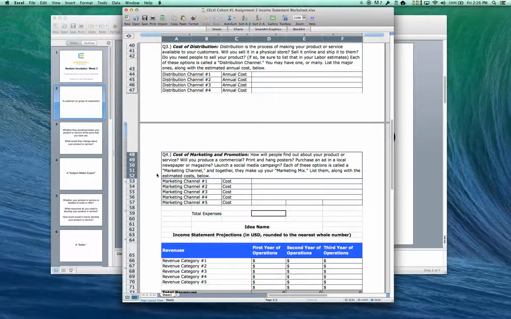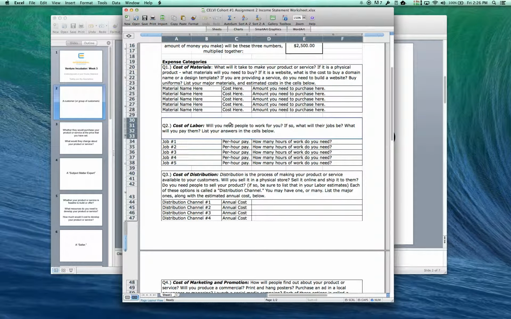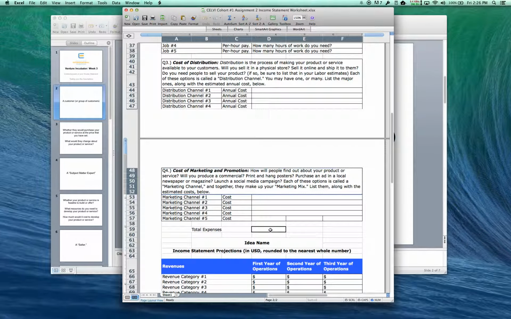Finally, we come to your cost of marketing and promotion. How will people find out about your product or service? Will you produce a commercial, print and hang posters, purchase an ad in a local newspaper or magazine, launch a social media campaign? Each of these options, and plenty more, is called a marketing channel, and together they make up your marketing mix. List them along with the estimated costs of each channel below. When you add up all these costs, the cost of materials, the cost of labor, the cost of distribution, and the cost of marketing and promotion, you will get your total expenses.